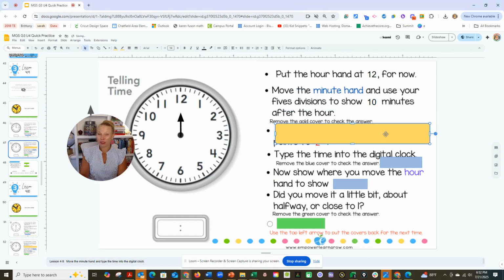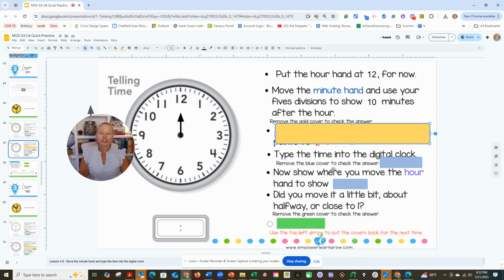I like just making it really simple. 10 divided by 5, 2. Class, where should the minute hand be? 2. Okay, now the student leader would type in the time. Now show where you would move the hour hand. Did you move it a little bit, halfway, or close to 1? Student leaders would say it. The student leader would ask for it.